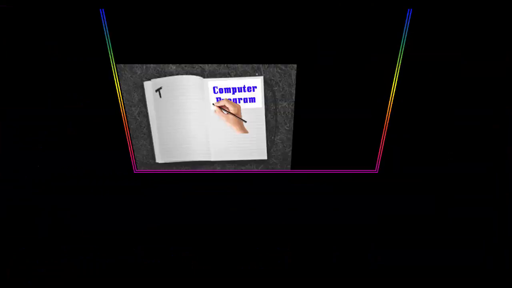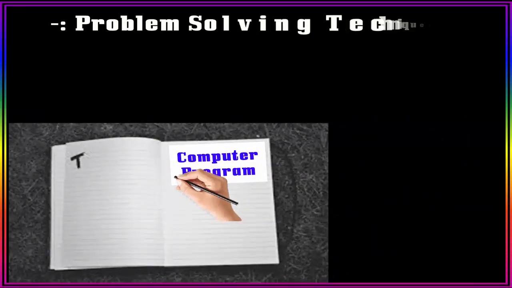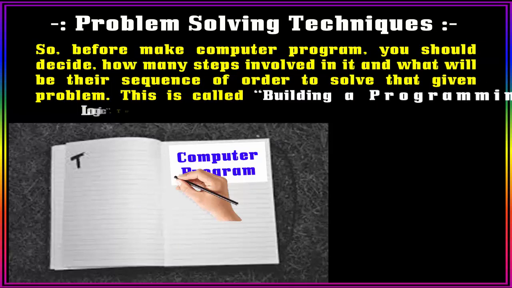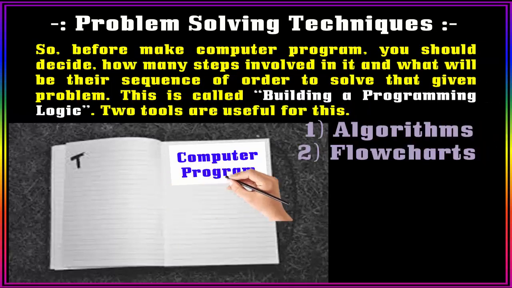Similarly, to solve any problem by the computer, you should think in how many steps the problem can be solved and what will be their sequence of the order before we make the program. This is called building a logic. So before writing a computer program, it is very important to decide the sequence of the steps for solving a particular problem. This means that it is important to build our logic for solving that problem by computer. For that we can take the help of two very useful tools called algorithm and flowcharts.